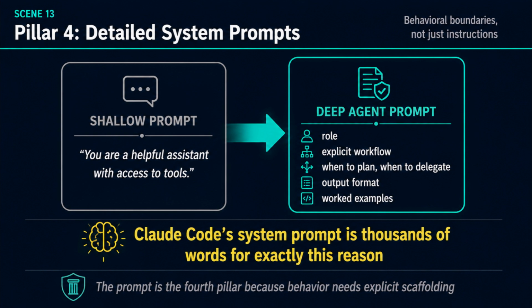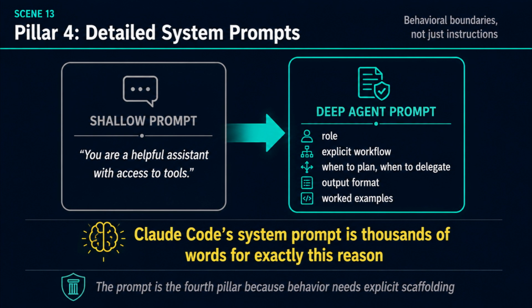A deep agent system prompt is dramatically more explicit. It defines the agent's role precisely, describes exactly when to invoke the planning tool versus when a task is simple enough to skip it, when delegation to a subagent is warranted versus handling something directly, what output format is expected, and often includes worked examples demonstrating the intended workflow end-to-end.